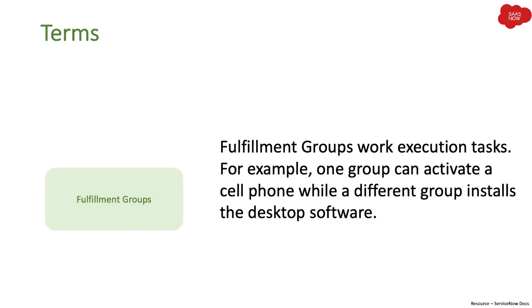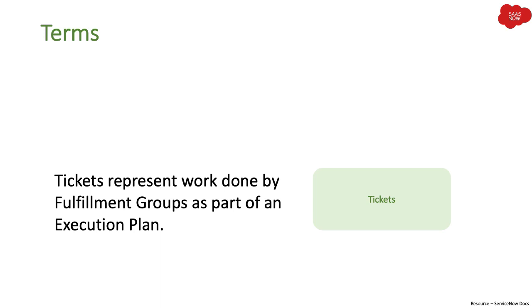Then we have fulfillment groups. For each execution plan task we have fulfillment groups, those who work on those tasks. Those are the fulfillment groups who will get the task and work on those requests as per the responsibility or the work they have to do for that particular task or request. Then we have tickets. Tickets just represent work done by fulfillment groups as part of the execution plan. It's kind of a catalog task which is assigned to the particular teams, and they work on those tasks and deliver them and complete them as per the request raised by the requester.